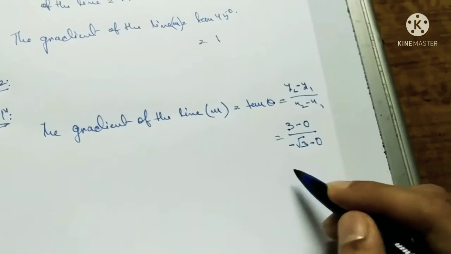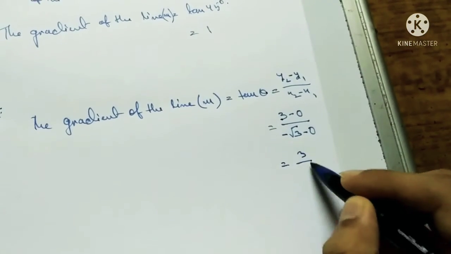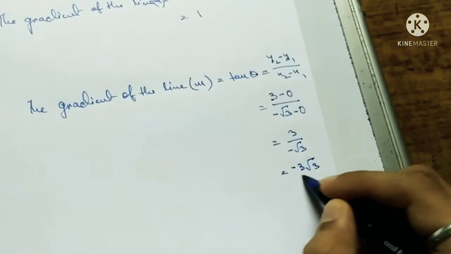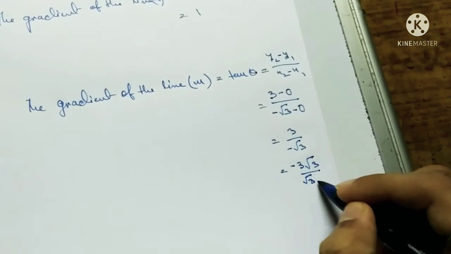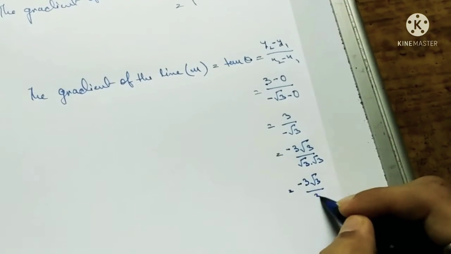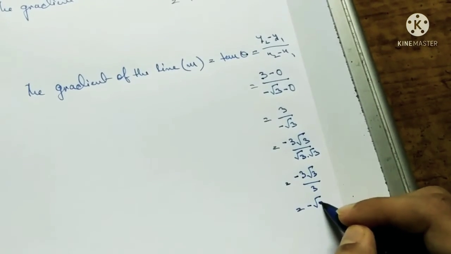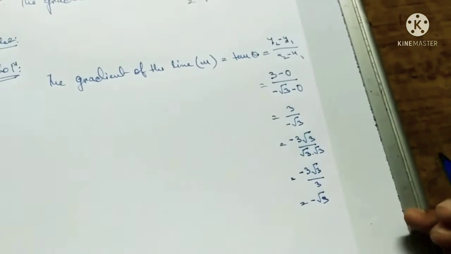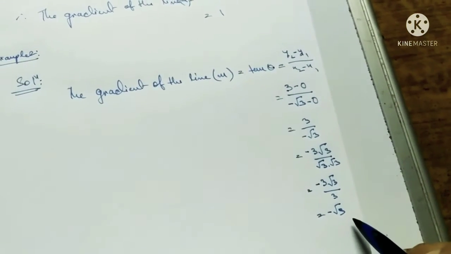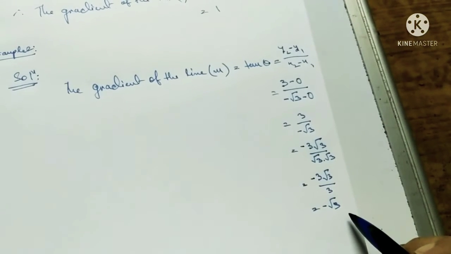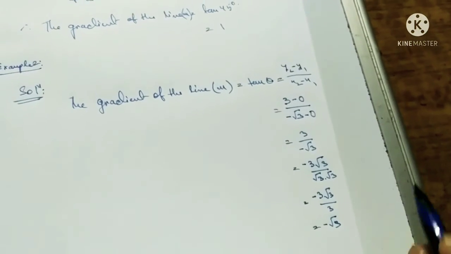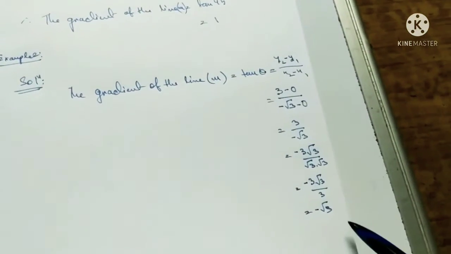So this is equal to 3 by minus root 3, which is minus 3 by root 3. If I multiply both sides by root 3, root 3 into root 3 gives 3, so ultimately it is minus 3 root 3 by 3, which is minus root 3. So the gradient of the line is minus root 3 I got. Now I have to find the inclination, that is theta.